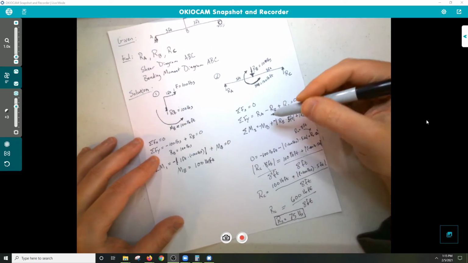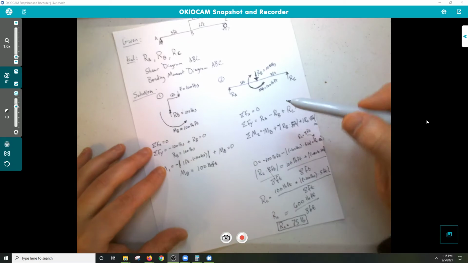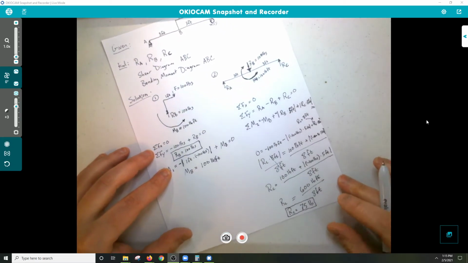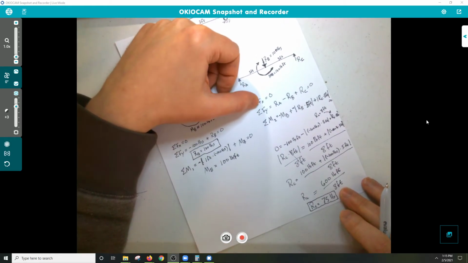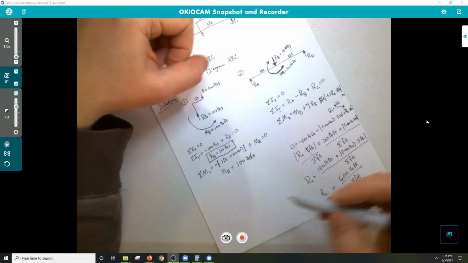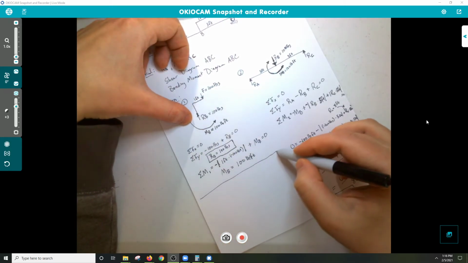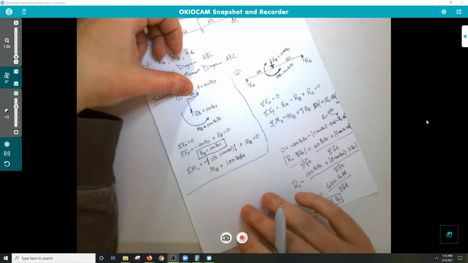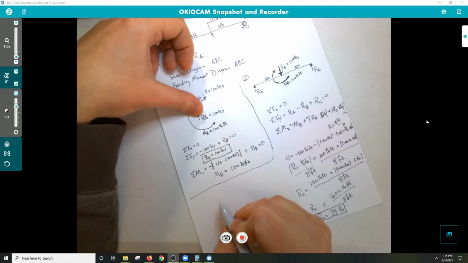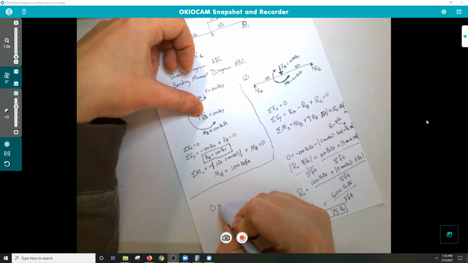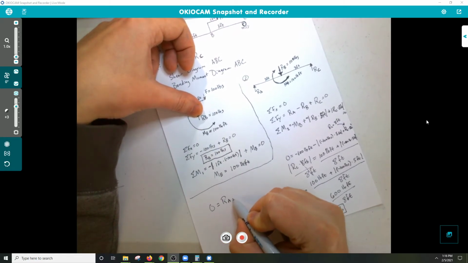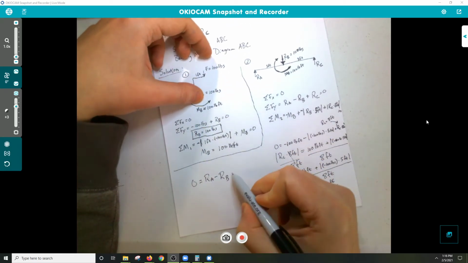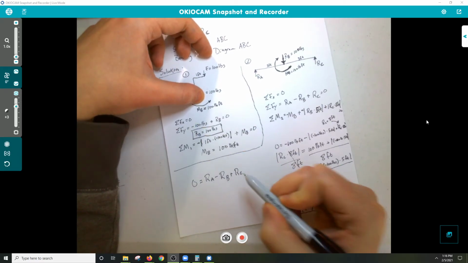Now we just need to find reaction at A. And we already have reaction at B. So all we really need to do, I think I'll just draw kind of a line there so we know which ones I was solving for. We're running out of room. But we would want to use this equation: 0 is equal to reaction A minus reaction at B plus the reaction at C.